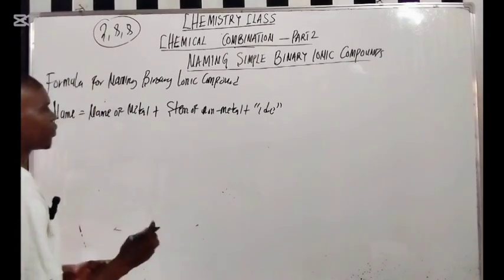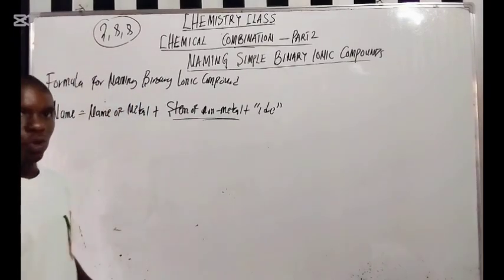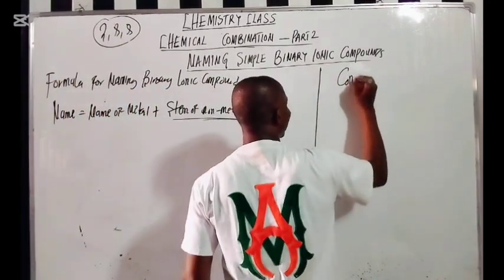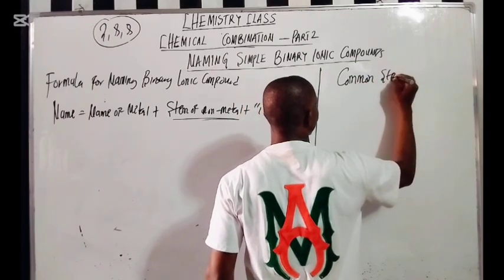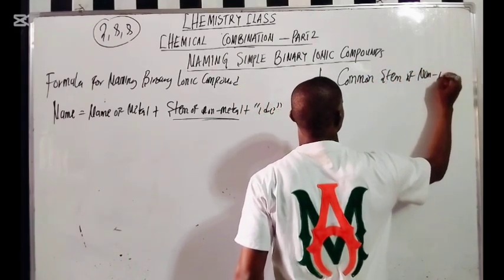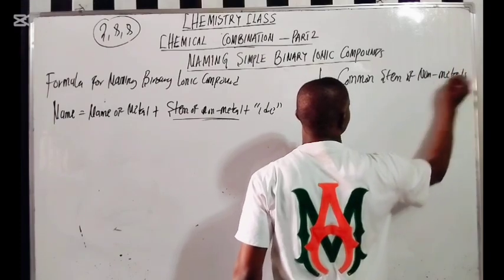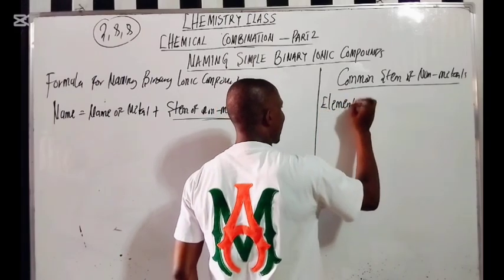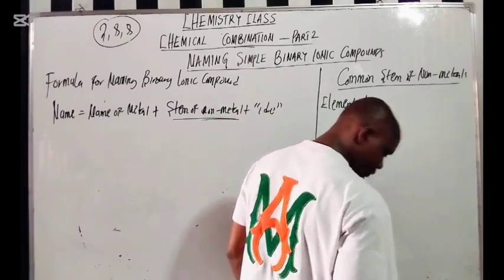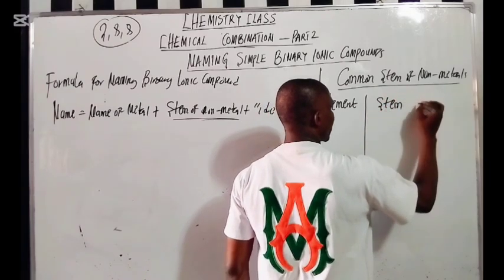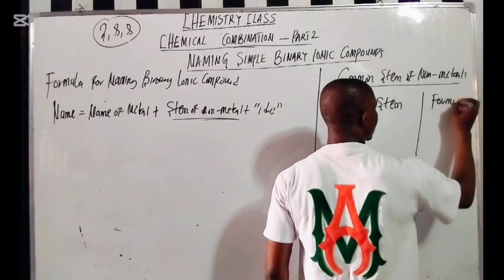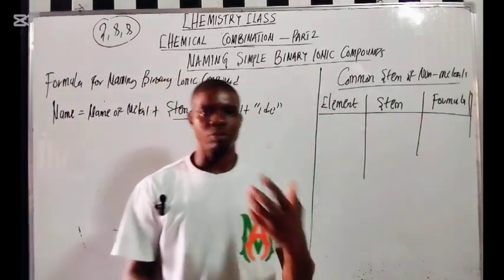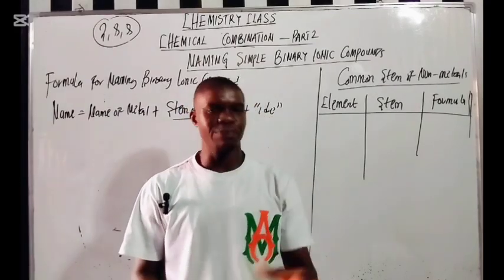So what I want to do here is give you the common stems of non-metals. Here we have the elements, then here we have the stem, and here we have the formula. Please take this down, it is very important. These are things you are going to use all the time when naming simple binary ionic compounds.